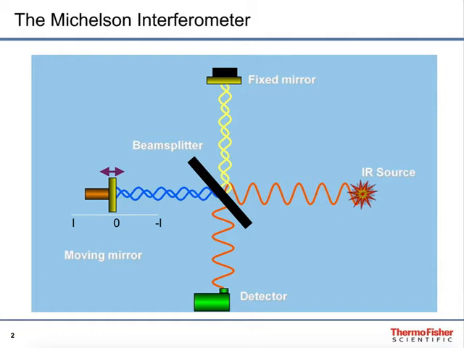The beams are then reflected off of those mirrors back to the beam splitter, where they recombine and then go to a detector. There are many different configurations of this and engineering solutions for how to make this work, but at their heart they're all similar. There is something that changes the path length of one of the beams or one of the arms, here shown as the moving mirror. There is a beam splitter and there is a detector.